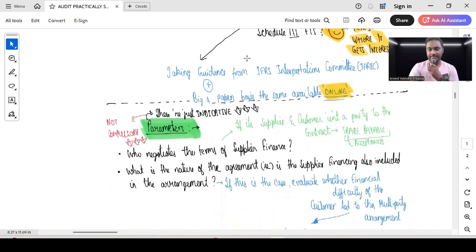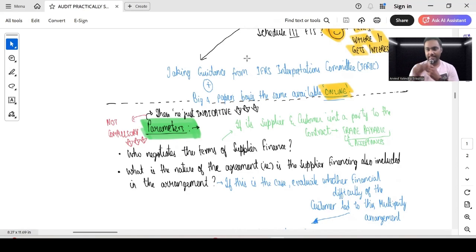What they are basically saying is: who negotiates the terms of the supplier finance? If it is just the supplier who negotiates the terms and not the customer, then it would be an acceptance which would be grouped under trade payable. This is just indicative, guys. As I said in our first scenario, the supplier voluntarily went to the banker and negotiated, and the customer was in no way involved in the negotiation. So that would most likely be classified as a trade payable and would be subject to other discussions as well.